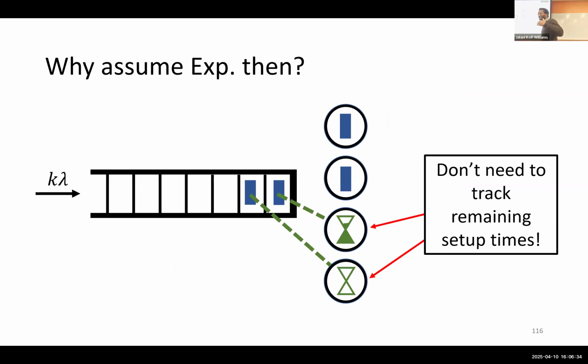Given that this is such a big problem, it's worth asking why people assume that setup times are exponential in the first place. The reason is precisely that memoryless property of exponentials. If you're looking at a description of the system, you no longer need to keep track of the remaining setup times of each server. You can now just keep track of the number of servers that are setting up at any given moment in time. You can clearly see this is a much simpler state space, and it's much easier to use existing methods of Markov chain analysis to analyze these systems.